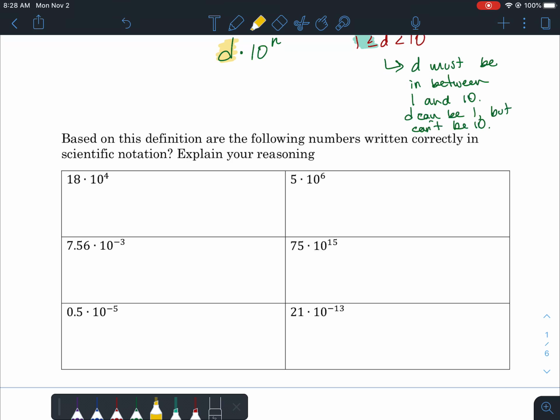So let's take a look at examples. Based on this definition, are the following numbers written correctly in scientific notation? Explain your reasoning. So let's take a look at 18 times 10 to the 4th. Our first number is what we need to be looking at, that 18. That's our d in this case. And our d must be a decimal or a whole number, that still counts. And it must be in between 1 and 10. Is 18 in between 1 and 10? No. So no, this is not written in scientific notation.